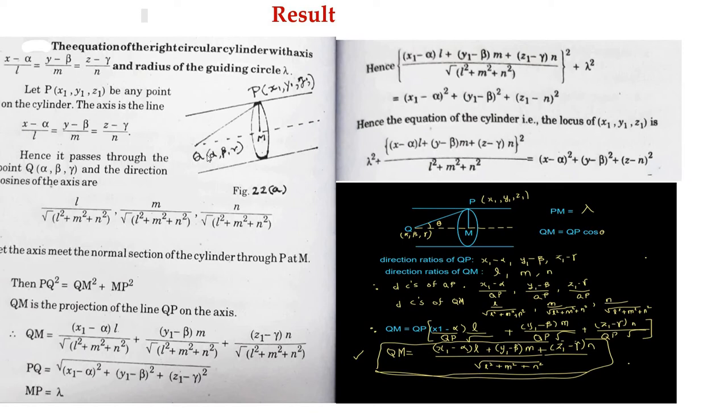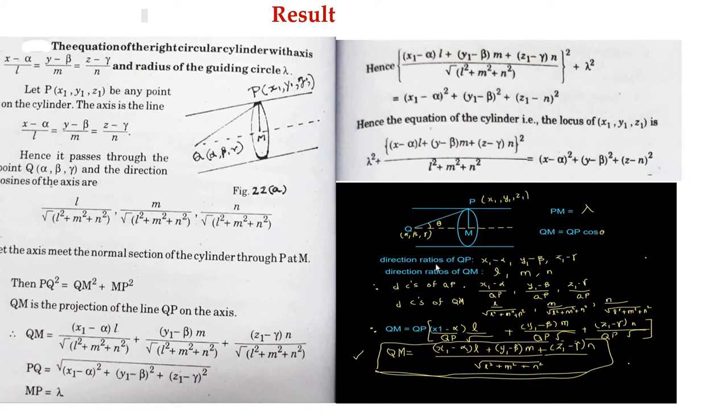Now from this right angle triangle, where this point Q of alpha, beta, gamma is any point on the axis of the cylinder, P is on the cylinder, and M is the center of the circle, we have PQ square equals QM square plus MP square. We know the coordinates of P and Q, so use the distance formula to get PQ. MP is the radius of the cylinder which is given as lambda. So now we are bothered only about QM. How to obtain that QM?